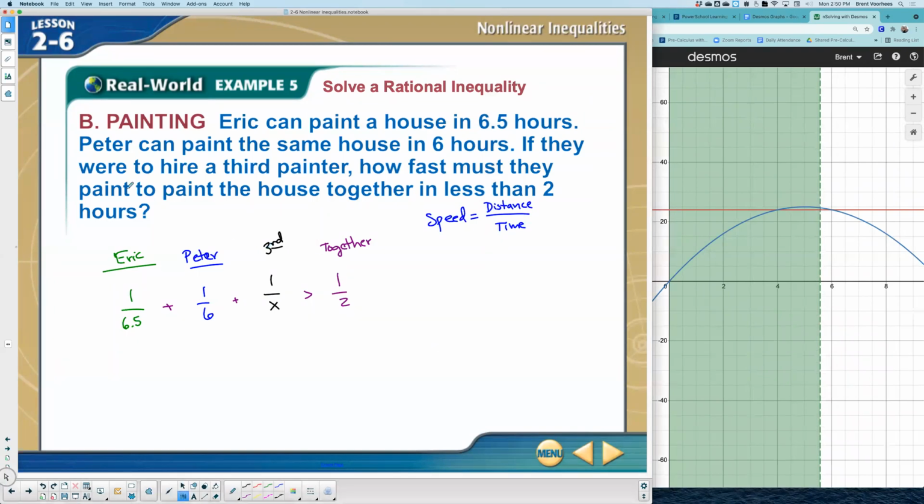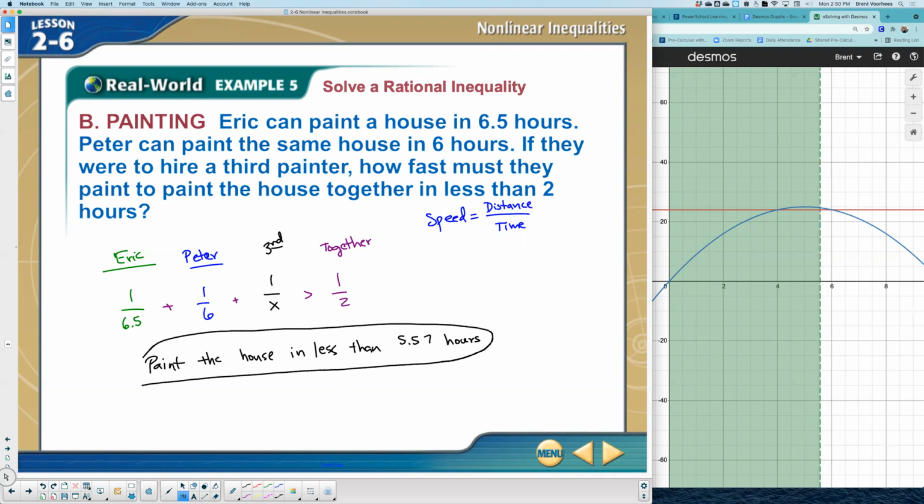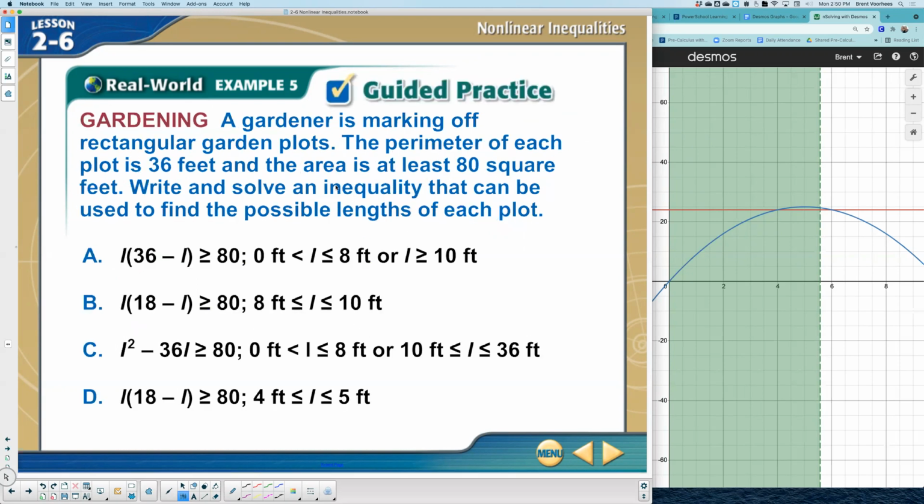So this one here, they need to paint the house in less than 5.57 hours as my answer. Which brings us to DOL number 5. This is just like the problem I just did. You can work on this one.